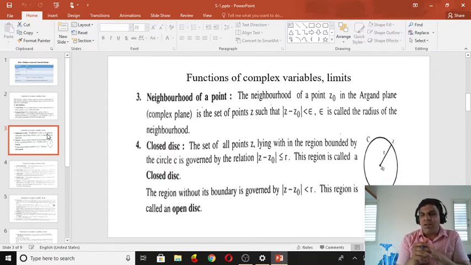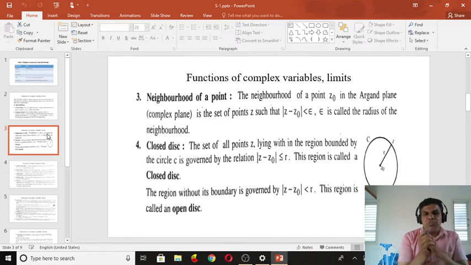Epsilon is called a radius of neighborhood. So we make it very small, these negligible numbers. That is the epsilon, very small, and that is called a neighborhood of a point.